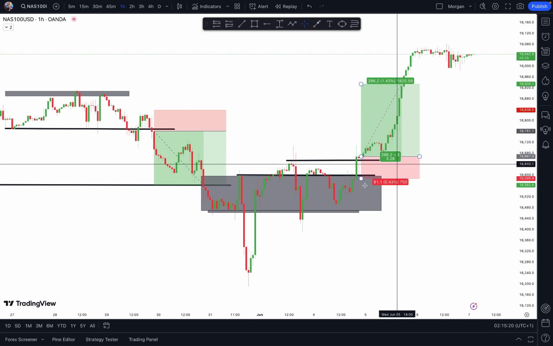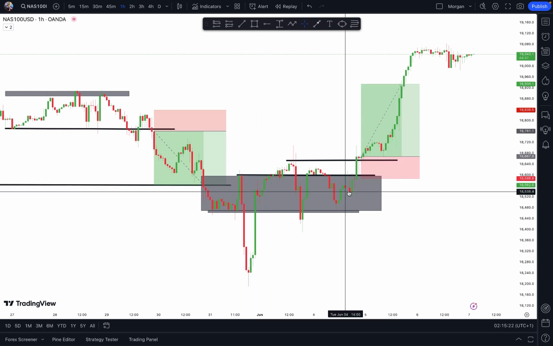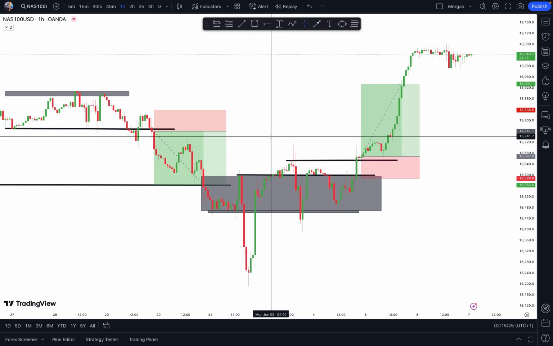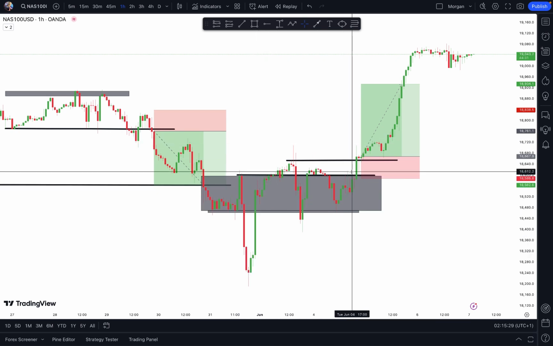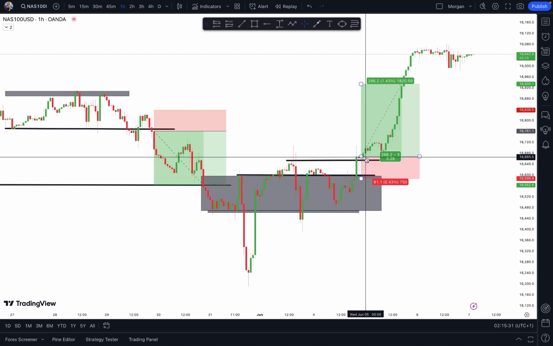So this was just a simple price action. As you can see, there were no indicators used or anything. This is just simple price action that was used to determine this trade.